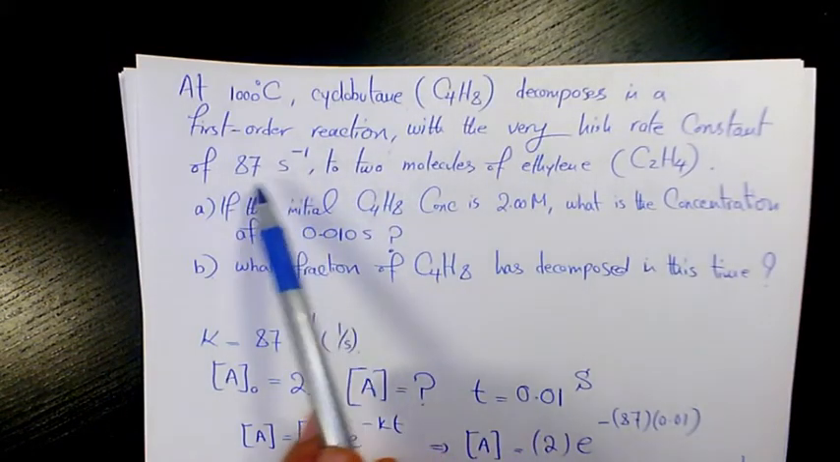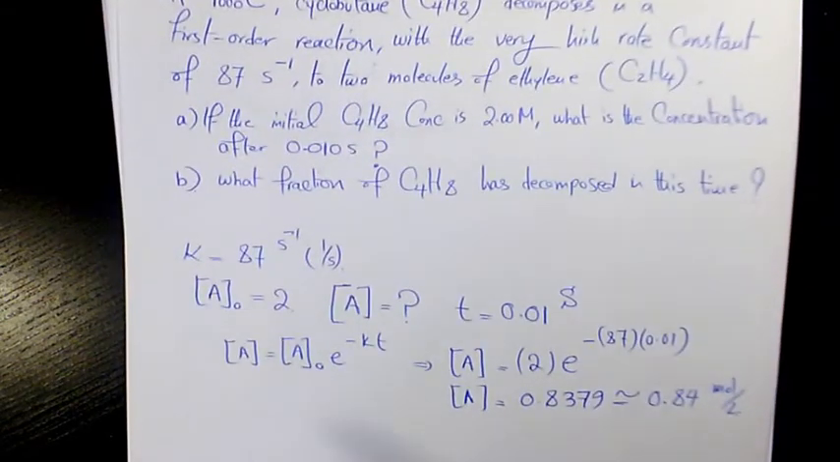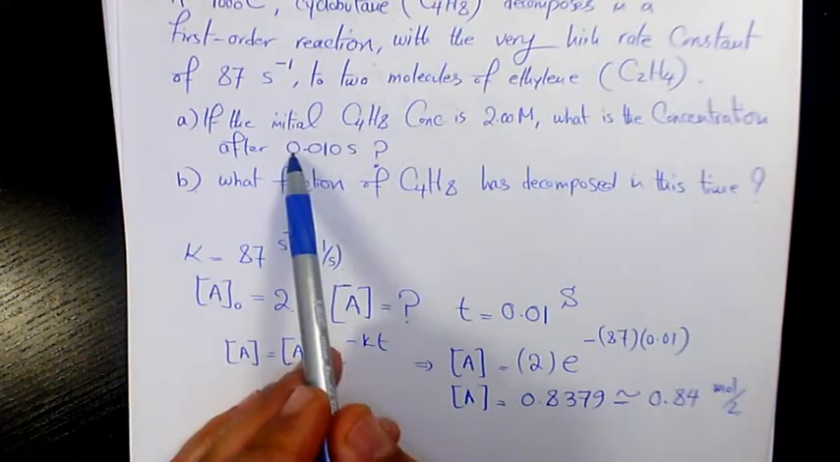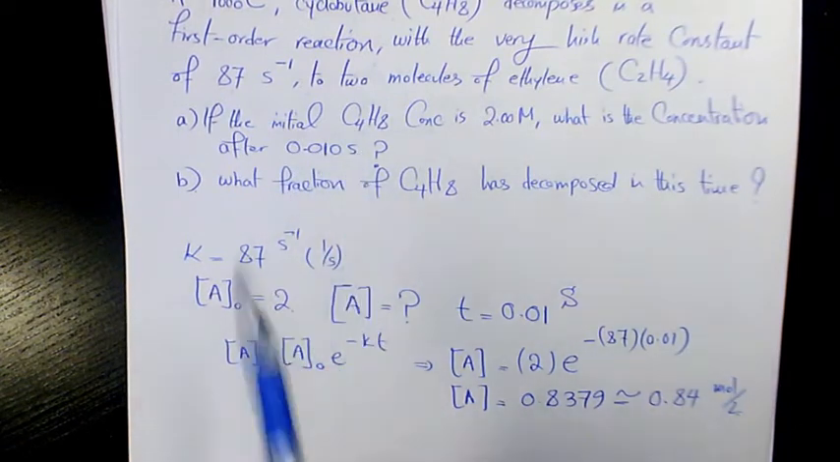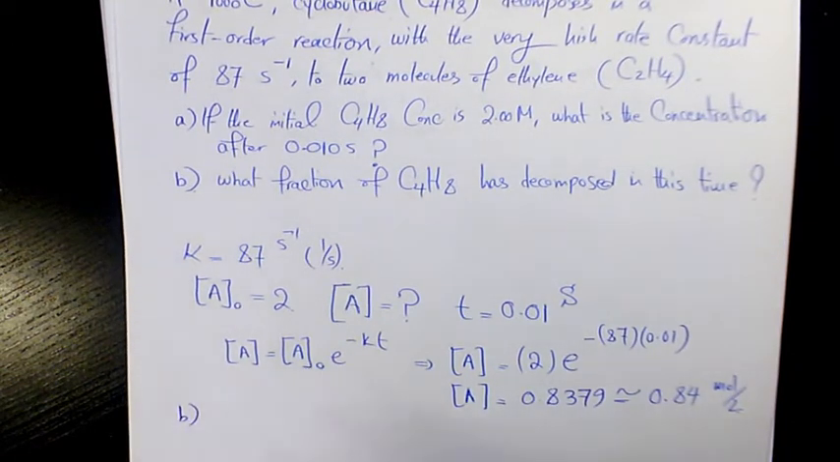That's why the K value is really high. It means that the reaction rate is fast. All of a sudden, in 0.01 seconds, the concentration reduced from 2 all the way to 0.84. Let's do part B.